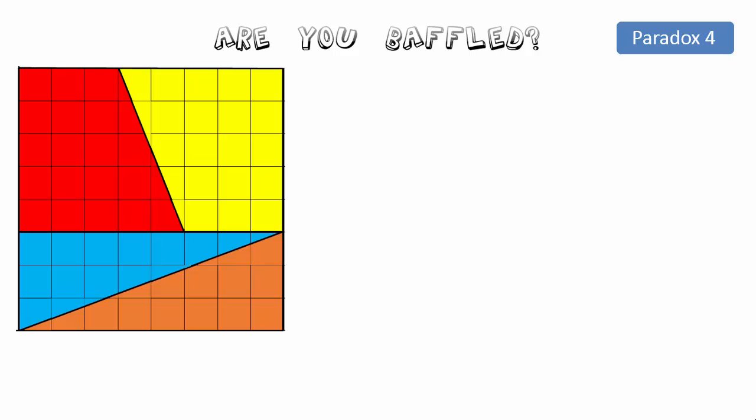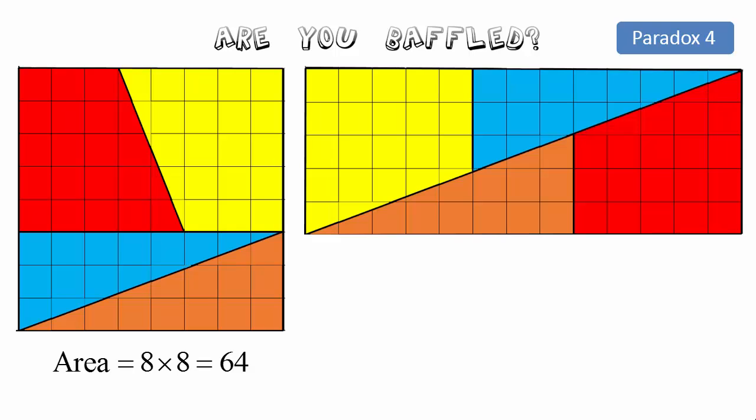Here's a similar idea, but this time we start with a square shape, an 8 by 8. The area, of course, is 64 square units, and the 4 subdivided shapes we can rearrange to form a large rectangle. But notice the area of the rectangle is 13 times 5, which is 65. The original square has area 64, and the area of the larger rectangle after rearrangement is 65. Where has the missing square centimetre gone?